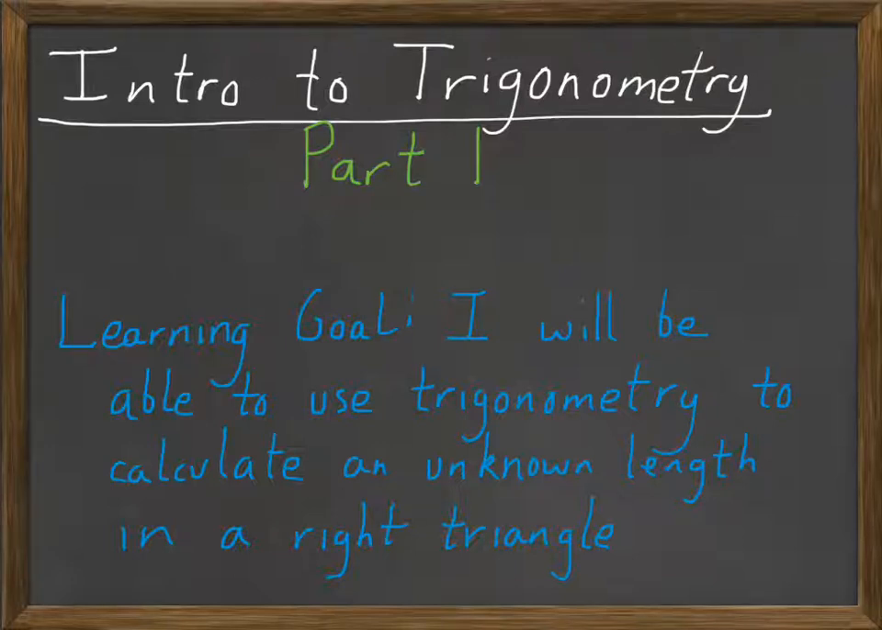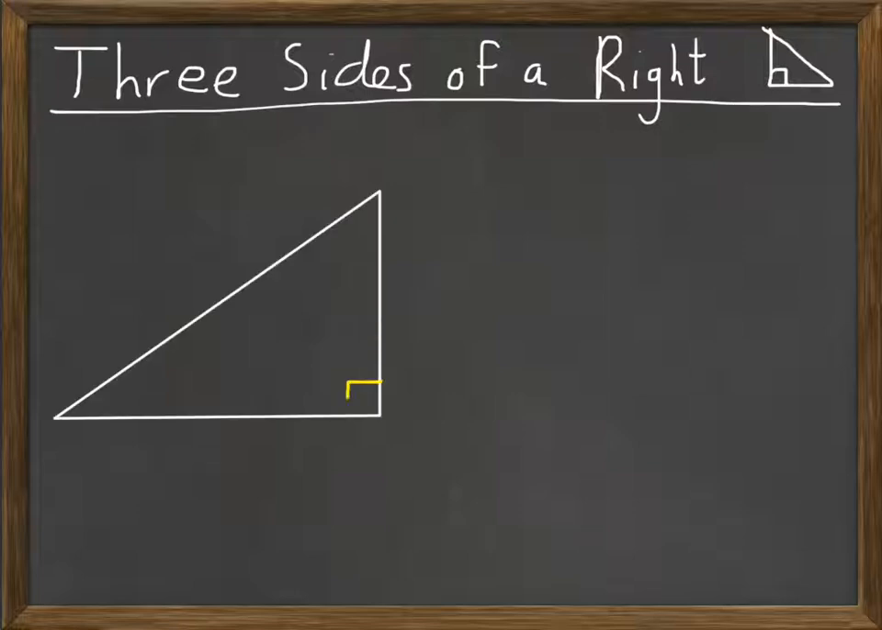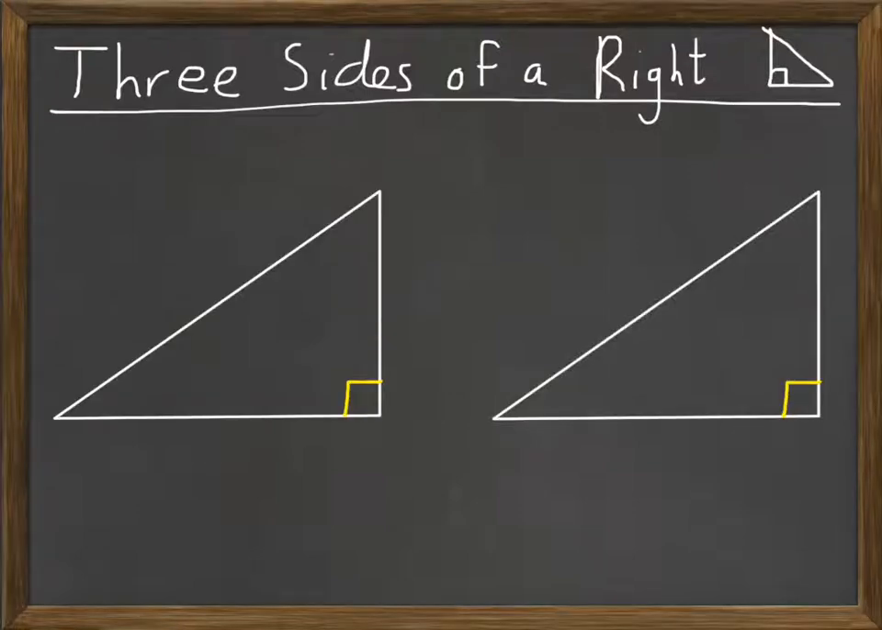Now, in order to understand the basics of trigonometry, you need to know the names of the three sides of a right triangle. All of these are relative to the location of a specific angle, which we will call theta. Theta is a Greek letter, and it is usually used in math to signify an angle. So, there we go, we have our angle theta.